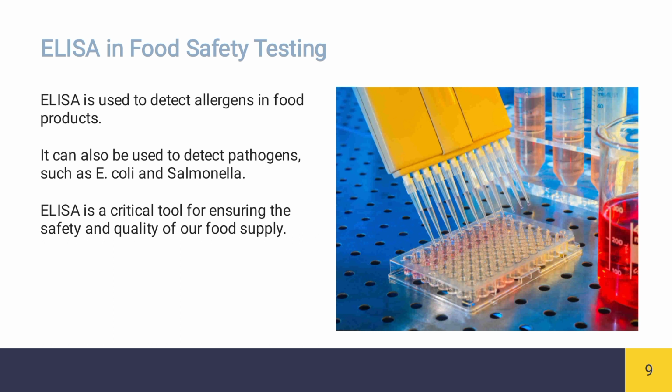ELISA in food safety testing. ELISA is used to detect allergens in food products. It can also be used to detect pathogens such as E. coli and Salmonella. ELISA is a critical tool for ensuring the safety and quality of our food supply.